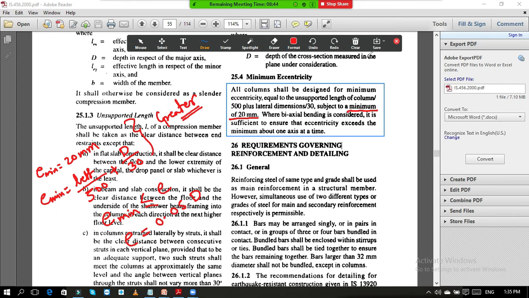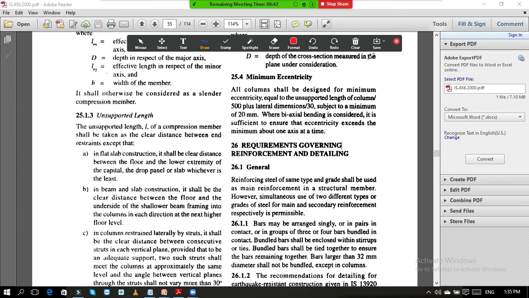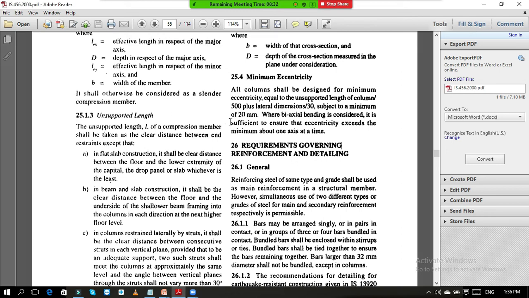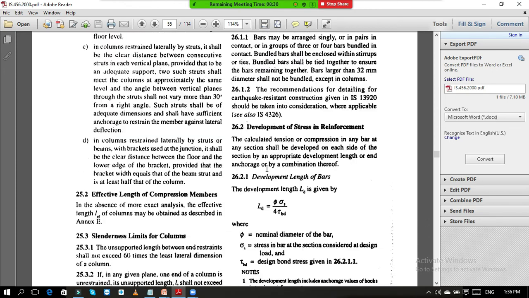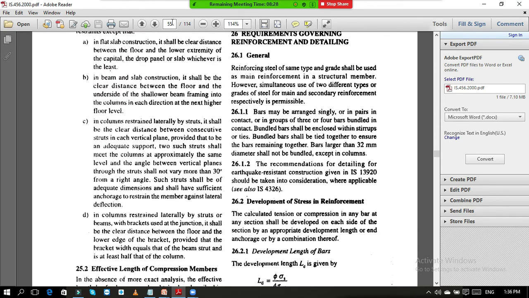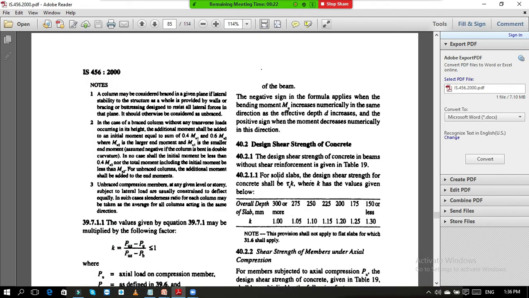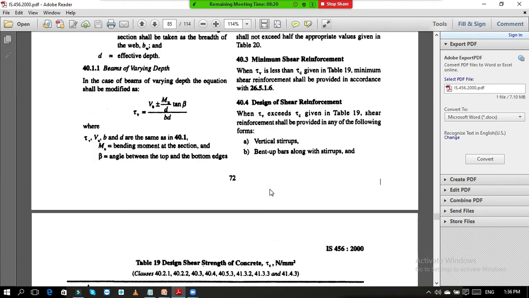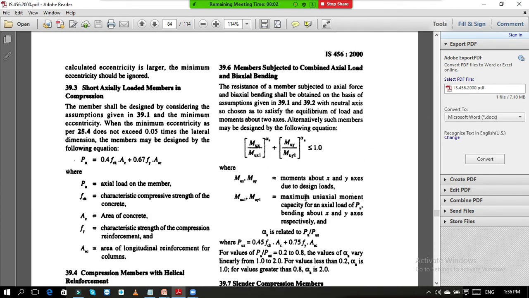Now similarly, if you go to page number 71, there is a formula for the load carrying capacity of the column. So now I will show you that formula also. Okay, so this is the formula.